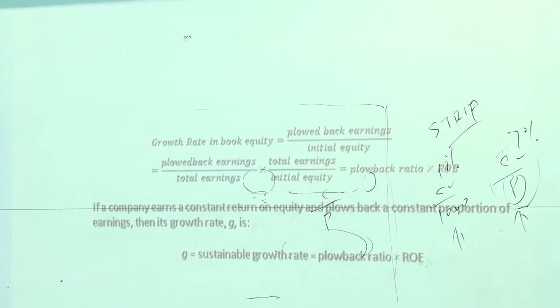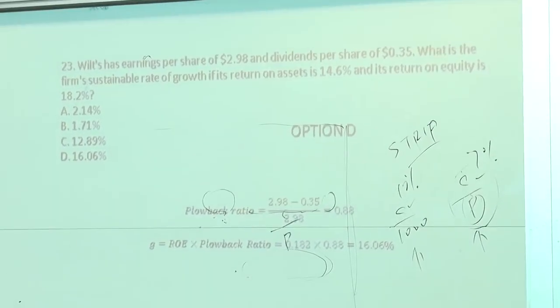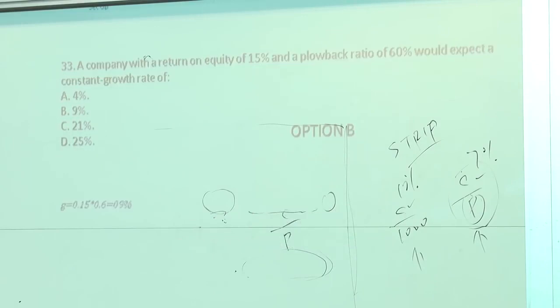But the final equation is pretty simple, right? If you use that formula to do questions, you can see these are pretty computationally easy questions if you remember the formula, right? G is ROE multiplied by the plowback ratio. And okay, plowback ratio multiplied by ROE, 0.6 multiplied by 0.15.